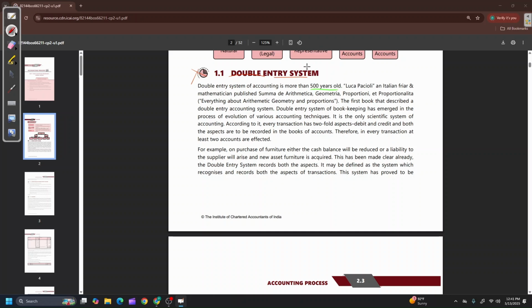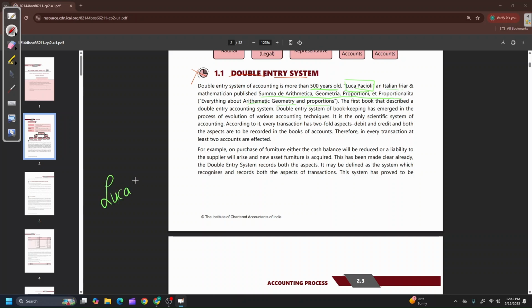Double entry system of accounting is older than 500 years old. 500 साल से we are using the double entry system. Luca Pacioli, hope I'm pronouncing it right, an Italian friar and mathematician, published Summa de Arithmetica, Geometria, Proportionalia. ये सब इटालियन फ्रेज वर्ड्स है जिसका basically meaning is arithmetic, geometry and proportion. So there is someone known as Luca Pacioli, who is an Italian mathematician. He published various topics related to arithmetic, geometry and proportions.